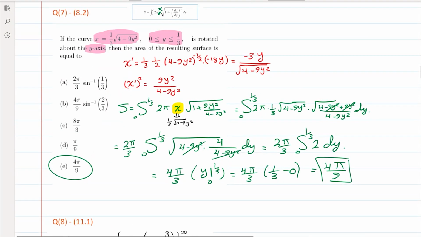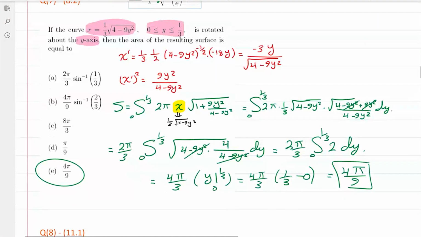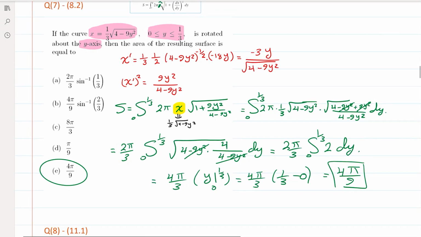Yes, clear. So what you meant before, this one should be x. Yes, you are right. I'm sorry for that. Because this is x and everything is written in terms of y, I replace x by its value. If everything is written in terms of x, you keep this x as it is. That's what I mean. Yes, everything is clear. You are right.